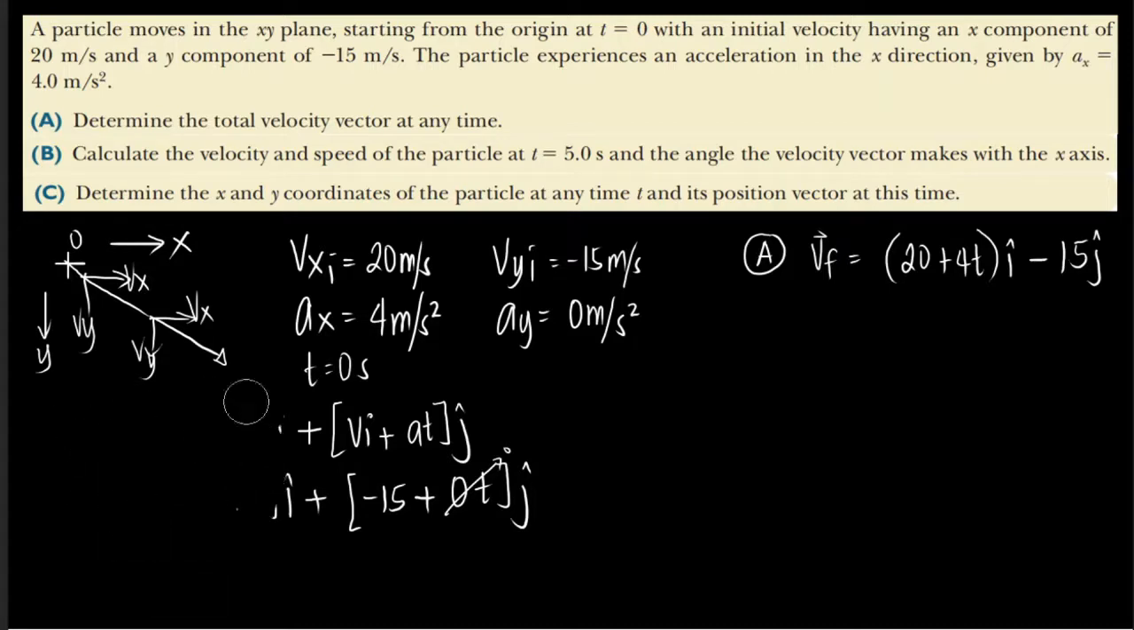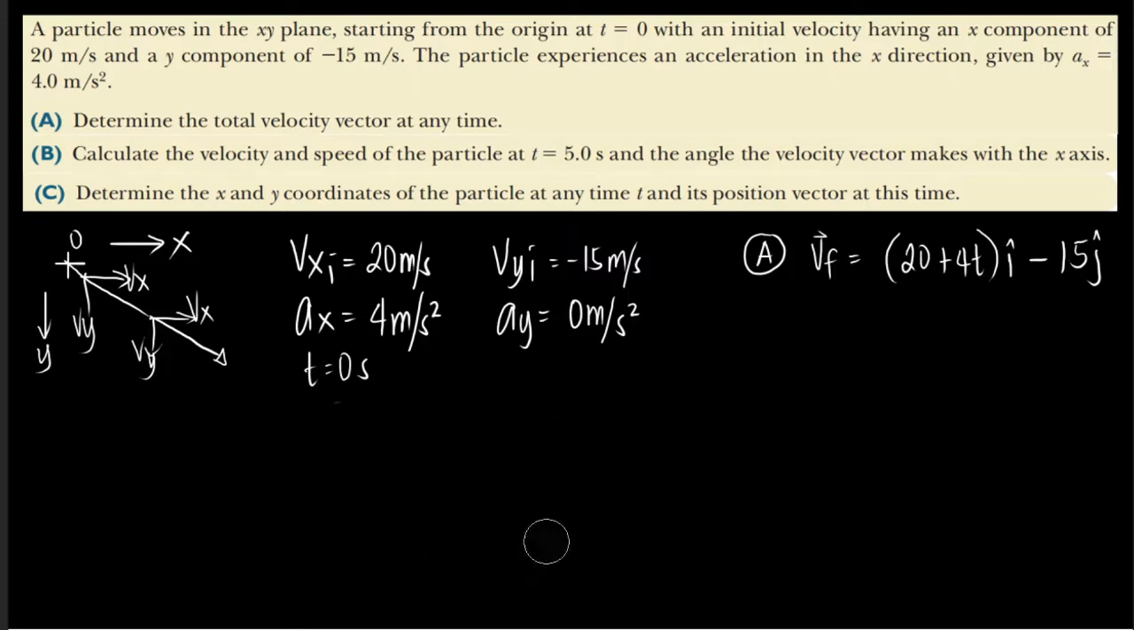Okay, for letter B, calculate the velocity and speed of the particle at time equal to 5 seconds, and the angle the velocity vector makes with the x-axis. We have already solved letter A. So, for letter B, for our velocity, we can just substitute the time of 5 seconds. So, 20 plus 4, oh, this is the time where I should use brackets.